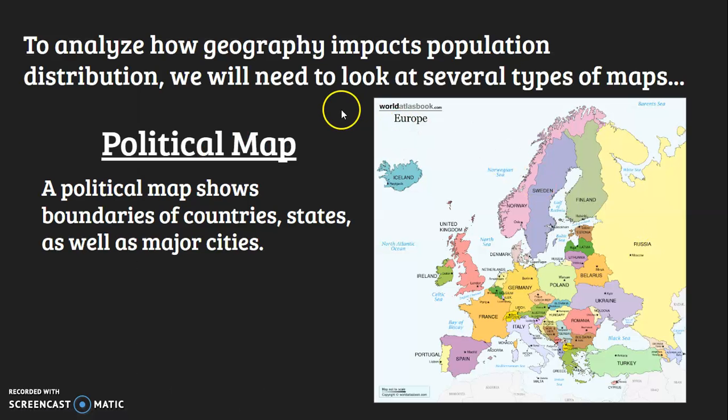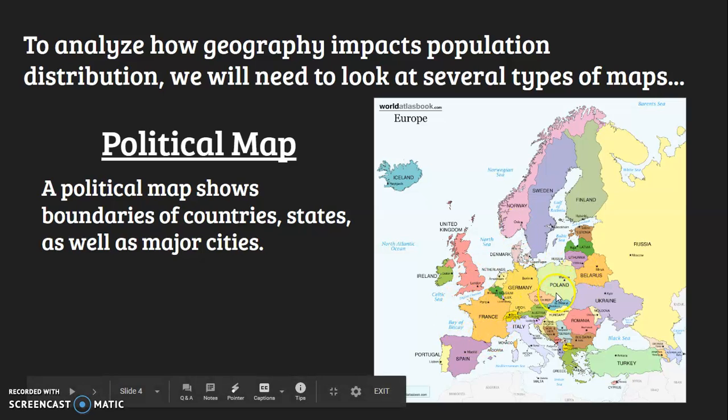To analyze how geography impacts population distribution, we will need to look at several types of maps. One of the maps that will be useful to us is a political map. If you remember, a political map shows countries, states, cities, and you can clearly see the borders between them. This is a political map of Europe. Some of the countries that you can see located in Europe are Sweden, France, Poland, Germany, Italy.